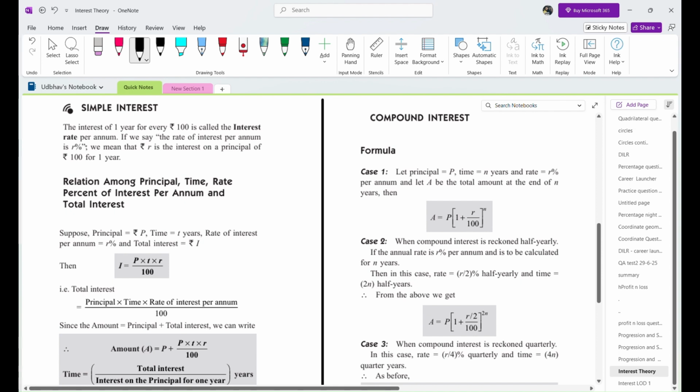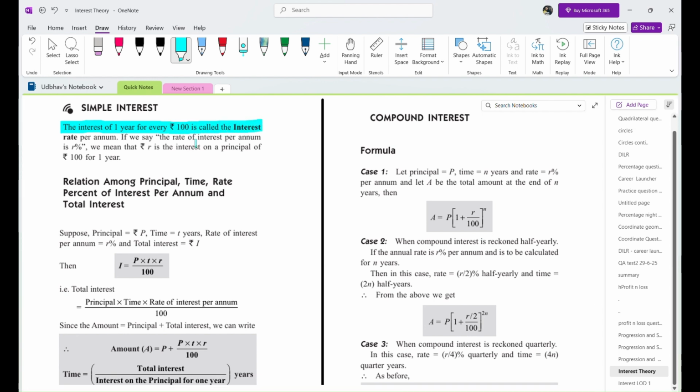Simple interest, as it is written here, the interest of 1 year for every 100 rupees is called the interest rate per annum. If we say the rate of interest per annum is R%, we mean that R rupees is the interest on a principal of 100 rupees for 1 year.